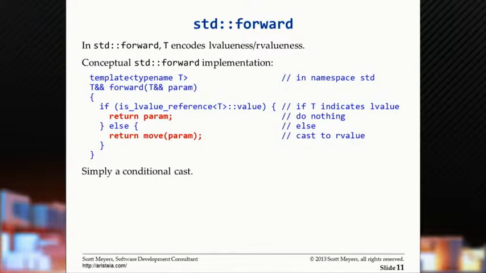Regardless of whether you follow all the details, regardless of whether the pseudocode or any of the details on the screen make sense, what should make sense is standard forward is nothing more than a conditional cast to an R value. Sometimes it casts to R value, sometimes it does not. That's the only thing going on inside this function.